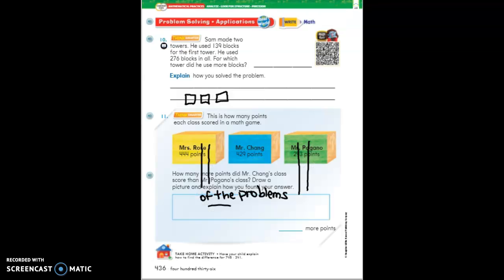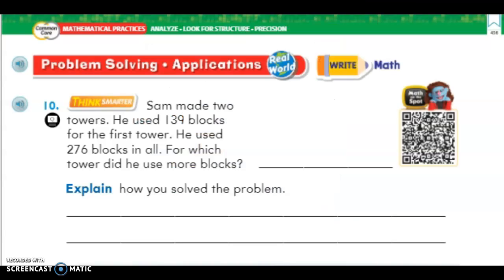All right, and then we're going to flip to this page and we are going to work on numbers 10 and 11 together. I'm going to go ahead and pause this just for a second so I can zoom in so you have a closer look. Okay, so we are working on number 10 together.